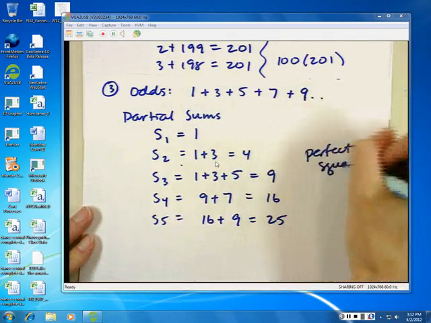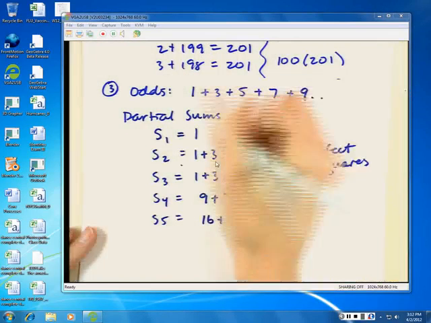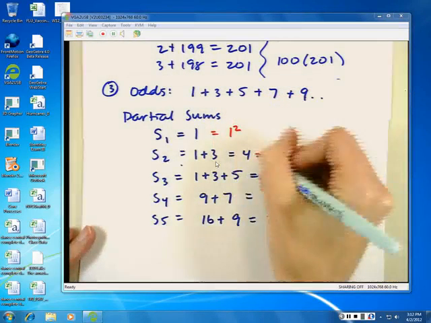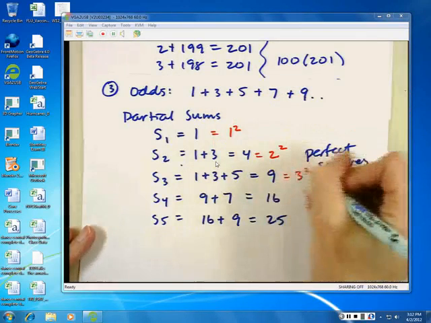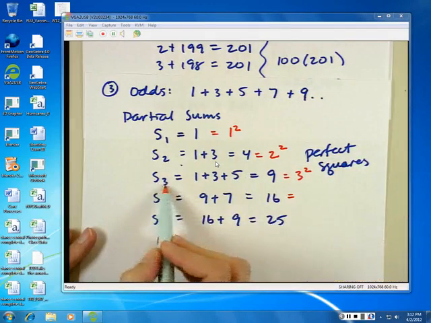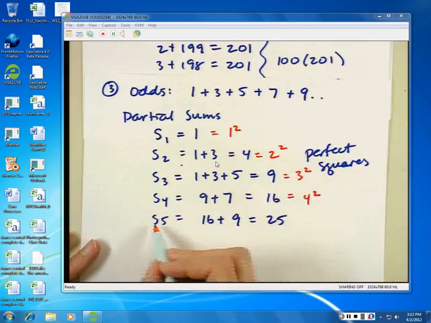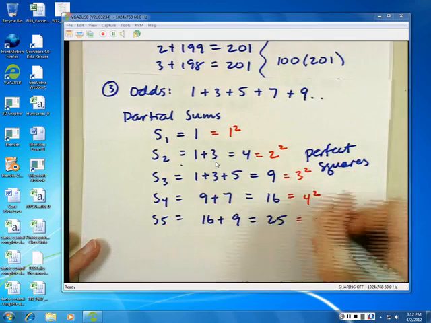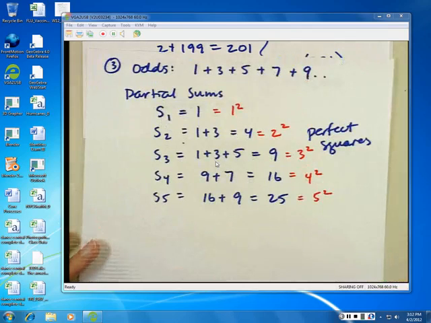squares. 1 is 1 squared. 4 is 2 squared. 9 is 3 squared. And notice what sum we're on. When I add the first 3 odd numbers, I get 3 squared. When I add the first 4 odd numbers, I get 4 squared. I add the first 5 odd numbers, I get 5 squared. So I can come up with my sum if I know how many odd numbers I'm adding.